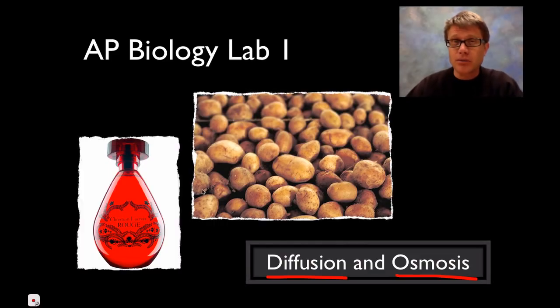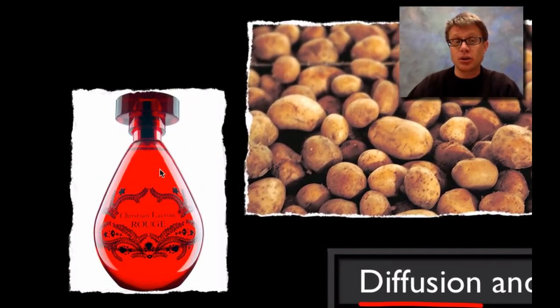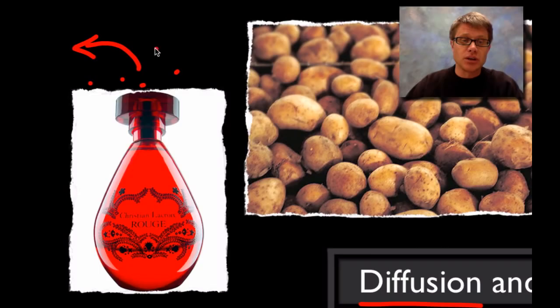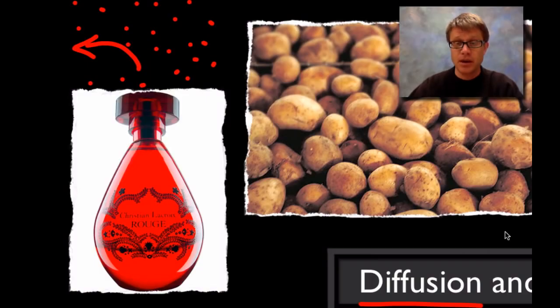But let me quickly define what diffusion and osmosis are. Diffusion is going to be movement of molecules from an area of high concentration to low concentration. So if I were to remove this lid on the top of the perfume, molecules are going to move from an area of high concentration inside the bottle to low concentration in the air. And so pretty soon you'd be able to smell that perfume just due to diffusion.